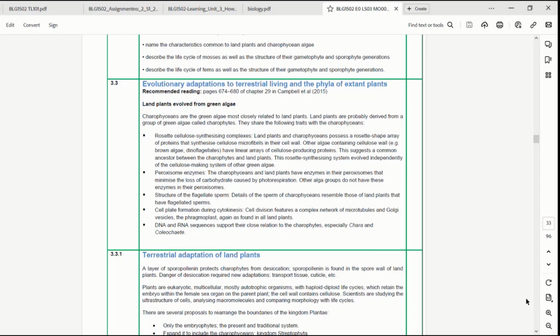If we go through the phylogenetic analysis, the rosette synthesis system evolved independently of the cellulose-making system of other green algae. Then the peroxisome enzymes: the charophytes and land plants have enzymes in their peroxisomes that minimize the loss of carbohydrates caused by photorespiration, and other algal groups do not have these enzymes in their peroxisomes. So you need to watch out for that one.